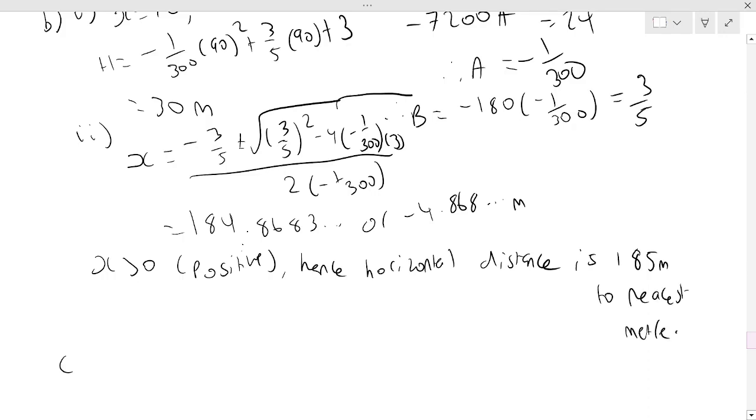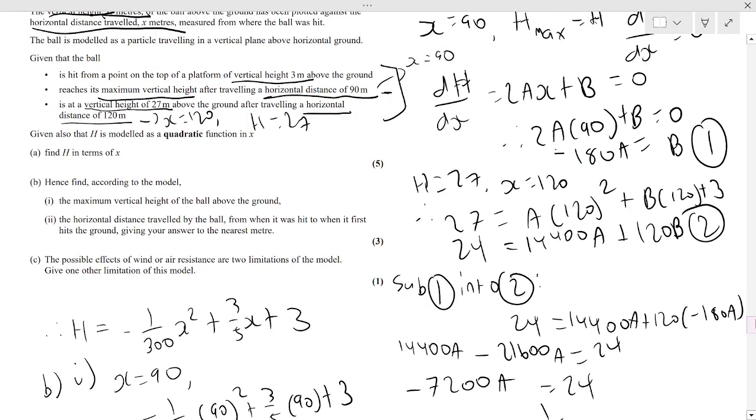Okay. And then what's part C saying? The possible effects of wind or air resistance are two limitations of the model. Give another. Oh, this makes me laugh because I know every single time, and I'm a culprit of it, everyone just loves to give air resistance as the limitation, and it is fair. But I love that they just took that away from you because even the examiners are so sick and tired of seeing everyone write air resistance. So you have to come up with something else.